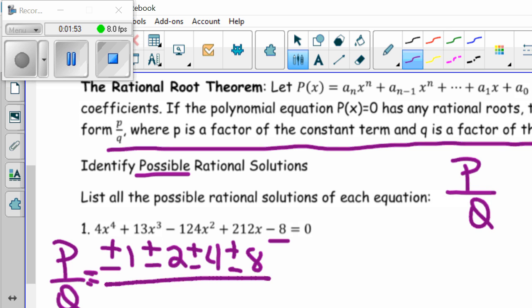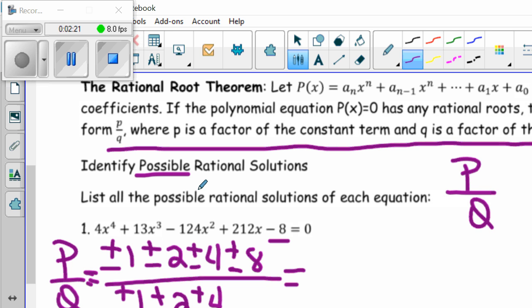I want to divide all of those numbers by q, which are the factors of my leading coefficient. My leading coefficient in this problem is 4. So all of the factors of 4, again, all positive and negative: positive negative 1, positive negative 2, and positive negative 4. Now we want to simplify this. We're not going to leave it like this. We always simplify. So I have to take every number on top divided by every number on the bottom.